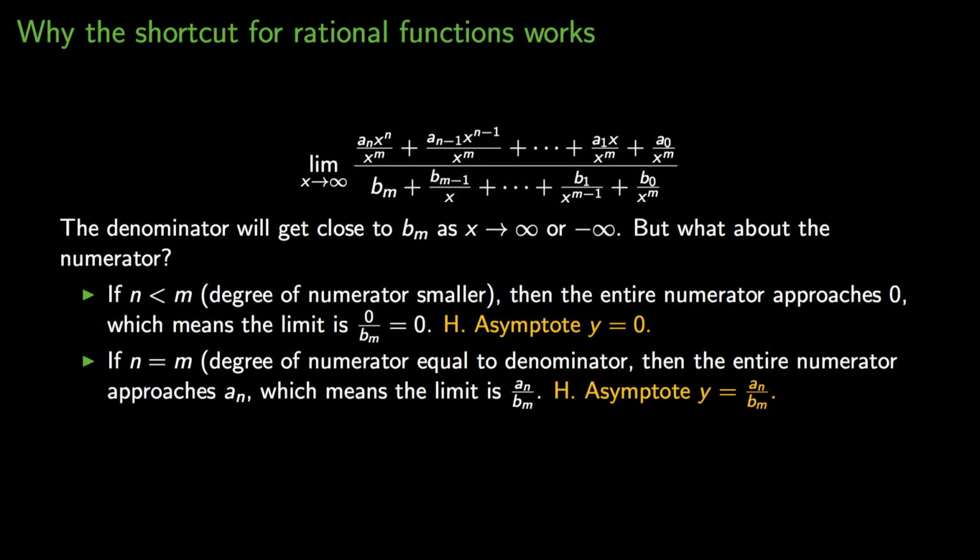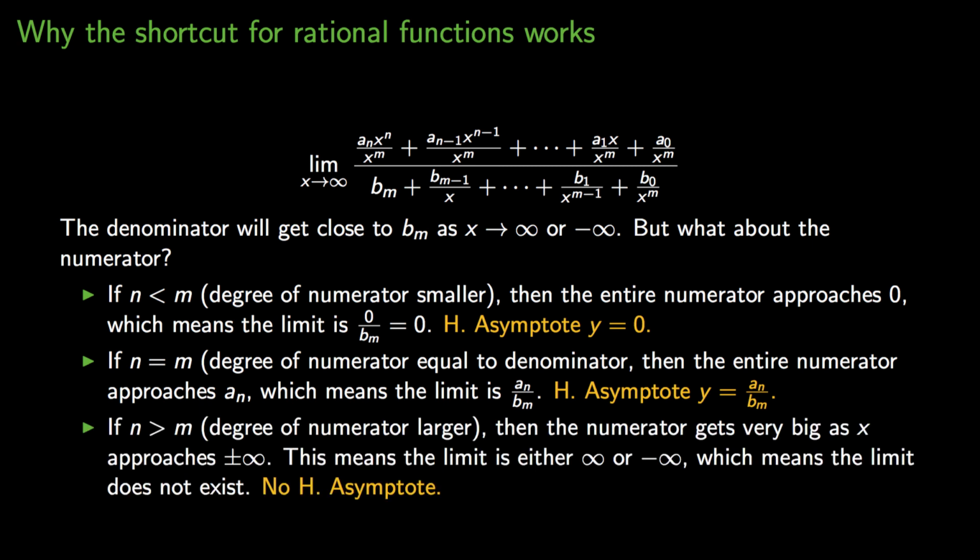If n is equal to m, then the entire numerator approaches a sub n. And why is that? It's because in this first term, all of the x's will cancel with each other because n was equal to m. That means the same number of x's on top and bottom. With all of these other terms, though, those x's don't all cancel. There are some left down below. And so that means all of the other little terms go to 0, which means the whole numerator approaches a sub n, which means the overall limit is a sub n over b sub m, which goes with our case of the 2 degrees being equal.